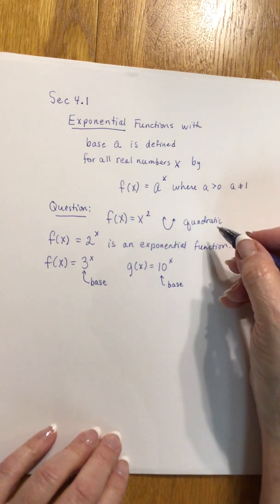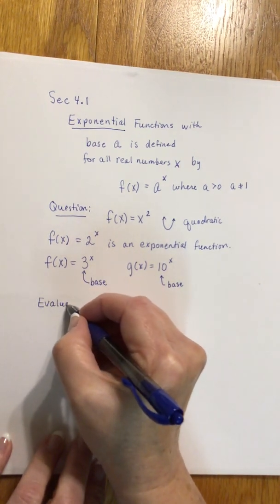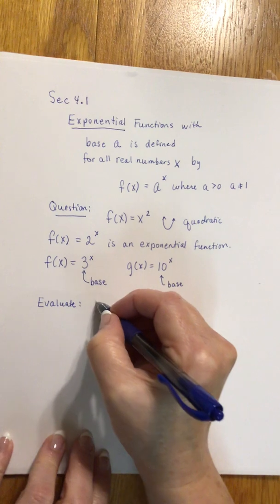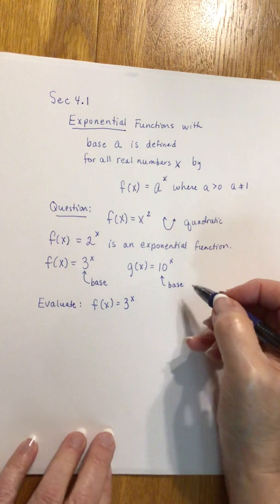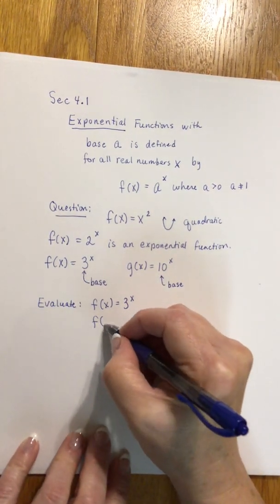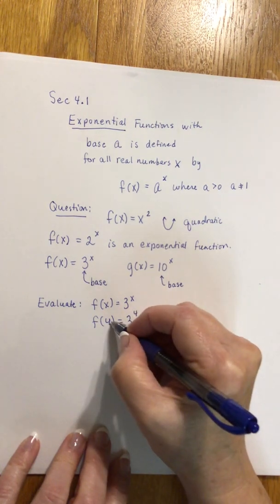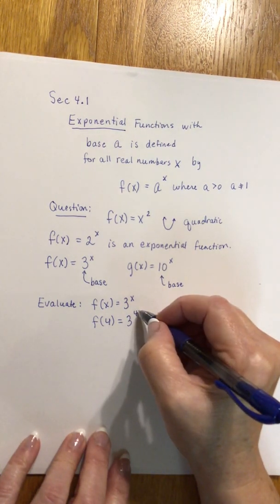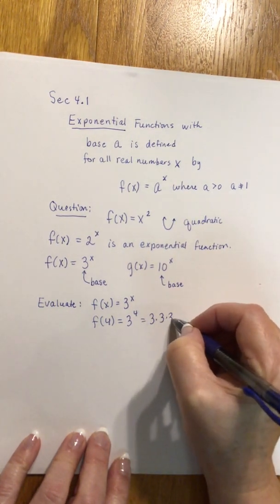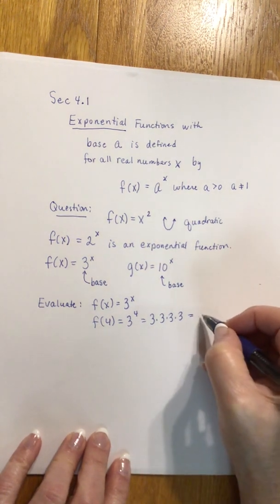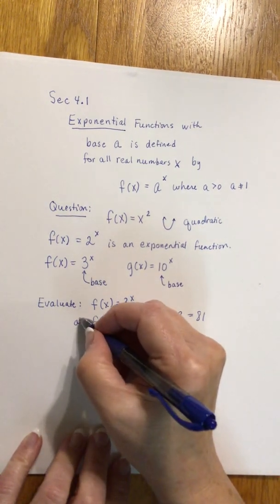So now we're going to look at evaluating an exponential function. I'm going to start with the function f of x equals 3 to the x. So if I want to find f of 4, this is 3 to the 4 because the input is 4. We're inputting it into the variable. So 3 to the 4th is going to be 3 times 3 times 3 times 3, which comes out to be 81. Okay, grab your calculators.